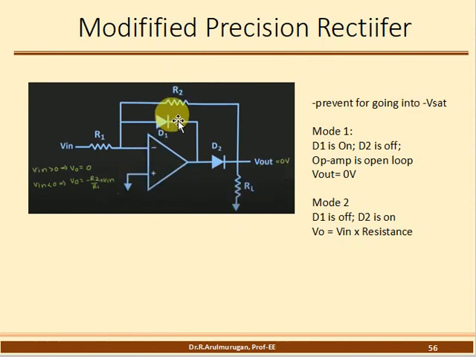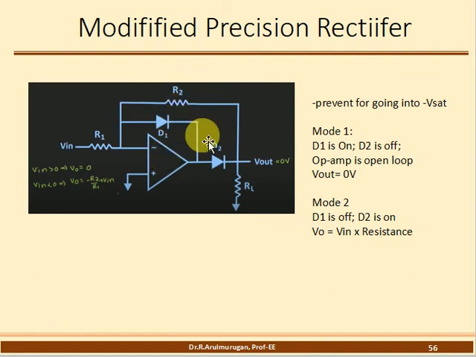Here one more diode is added, D1. Previously you applied the input here; now you are going to apply the input here, at the negative point. So one more diode is added, and a resistance is also added. Previously there was no resistance here, so now two parameters, the resistance as well as the diode, are added.